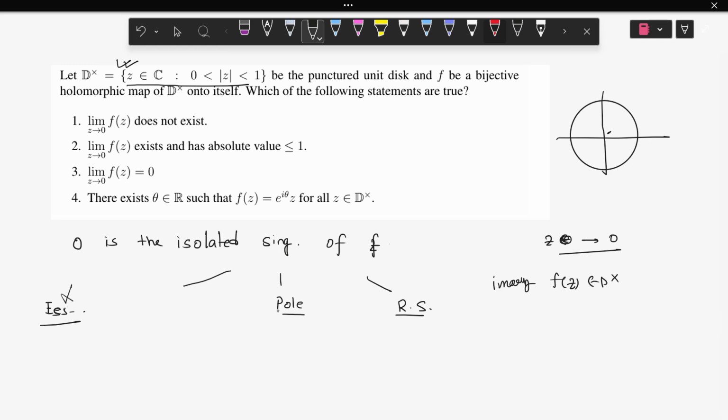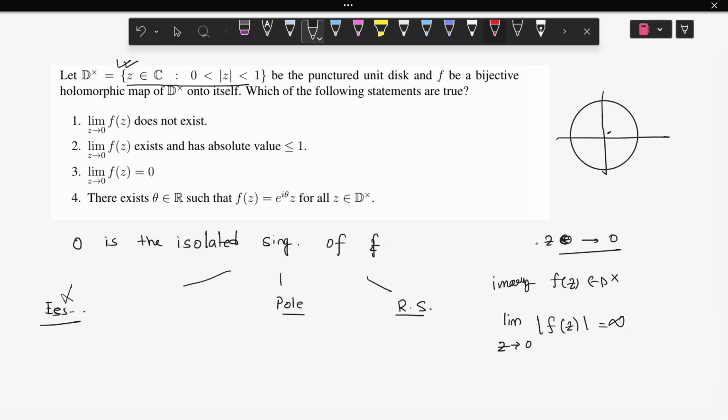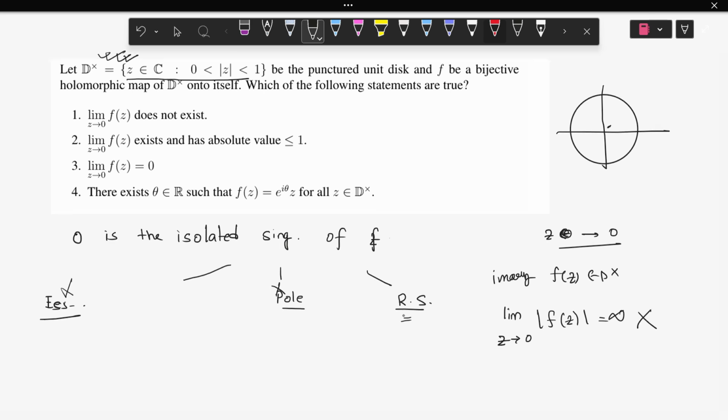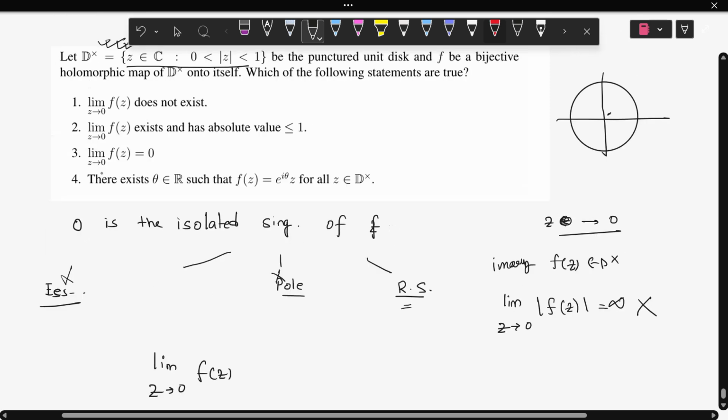Now so the possible cases are pole and removable singularity. Now if z equals 0 is a pole, then I can say that limit z tends to 0 mod f(z) is infinity. But in the same argument, क्योंकि 0 के जितने पास भी z जाएगा f(z) का value तो D^x में रहेगा, तो bounded ही होगा. So this is also not the case, so pole भी नहीं होगा. So z equals 0 is a removable singularity. So z equals 0 removable singularity का मतलब क्या होता है? Limit z tends to 0 f(z) exists. So पहला वाला जो option था वो गलत था.